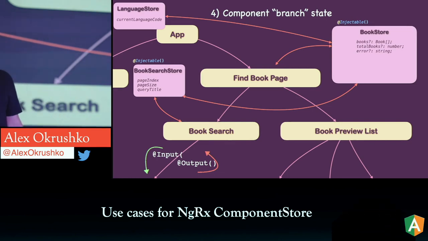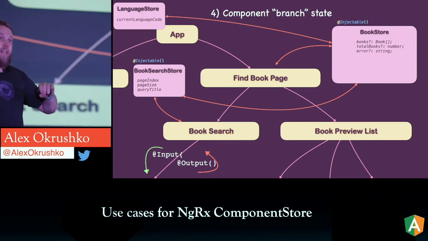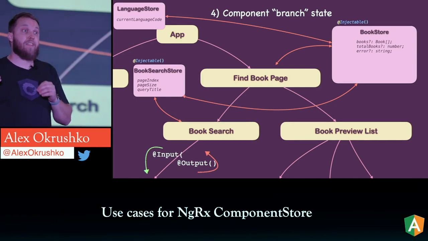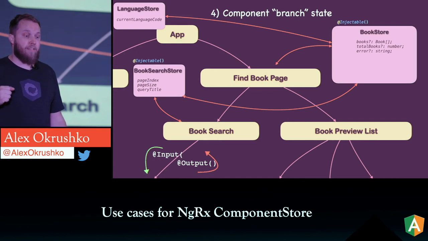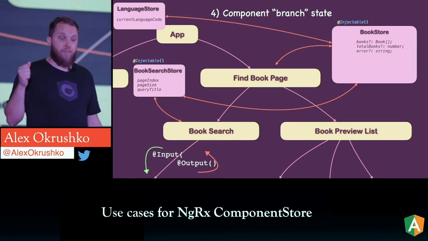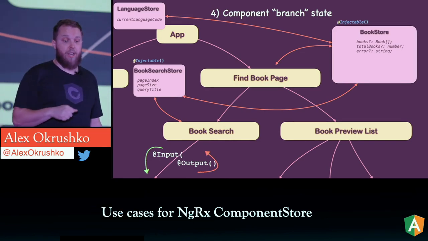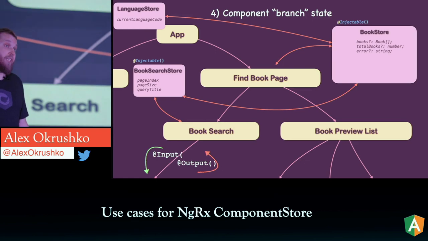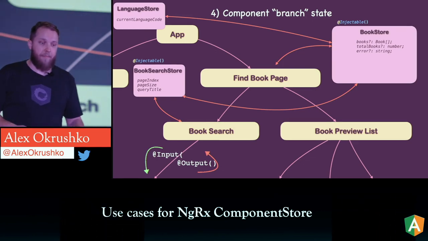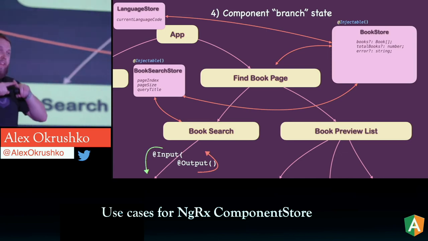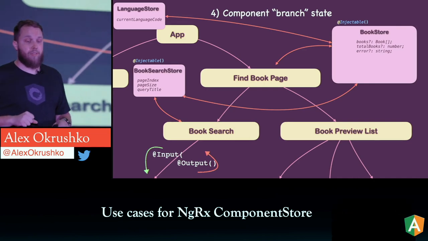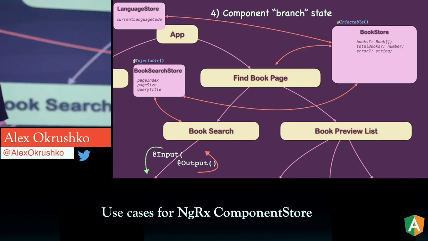So bookstore is the only place here that fully 100% owns the books data. Everything else would be reading from this. In fact, book search store will be reading that data for total books, so I can pass it further down. Book preview list would be reading this as well, because it needs to know about the books to display, right? So this is a branch state. That state is available from that node and down into different components. So that's a branch state.